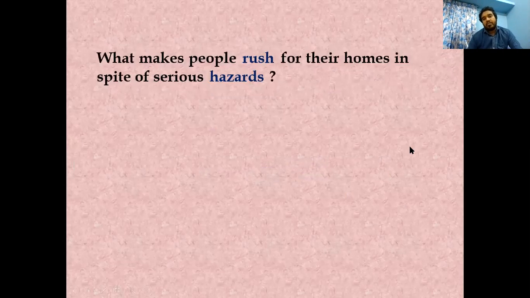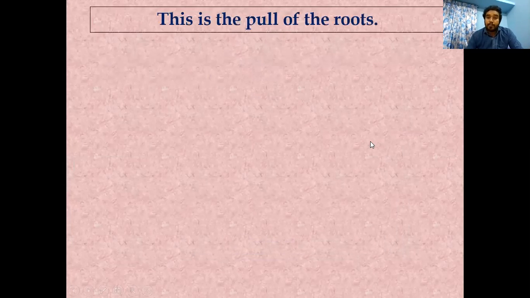Okay, there is another question here. You can see: what makes people rush for their homes in spite of serious hazards? Actually, they face so many problems, but they want to go there. Why? This is the pull of the roots. That means this is emotion, this is the attachment that pulls everyone to go to their village home.